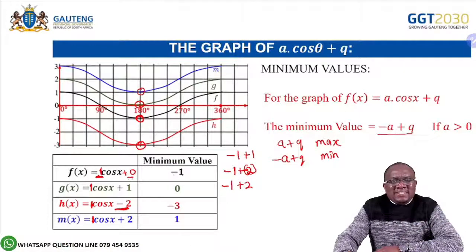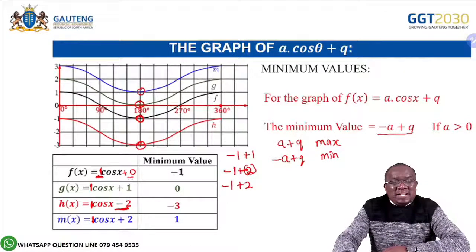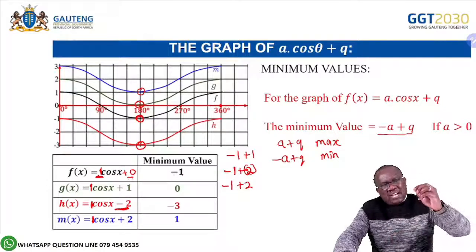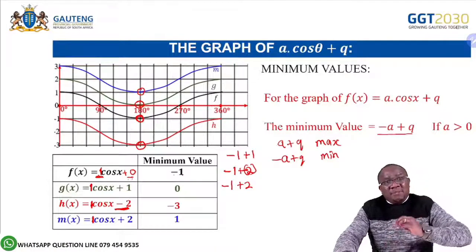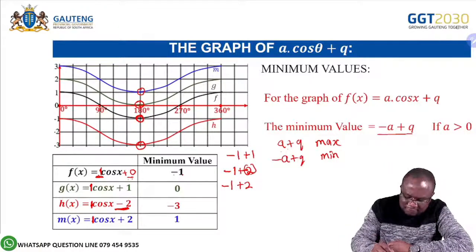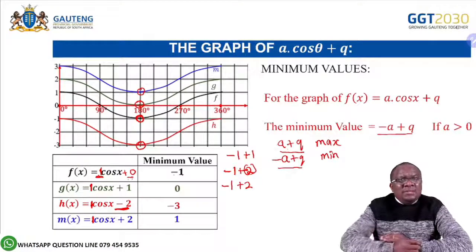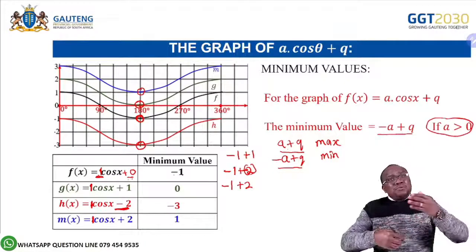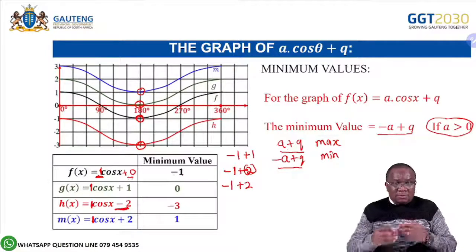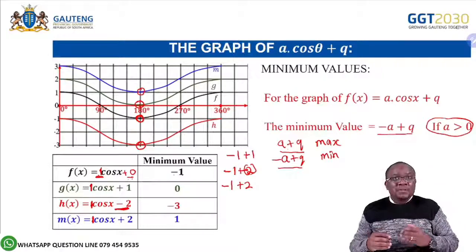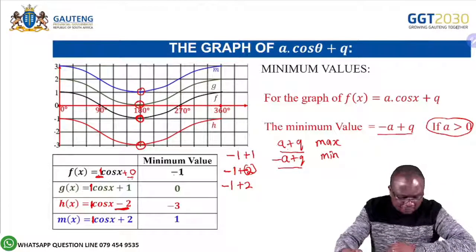Welcome back, grade 10s. Let's go to the range now. Remember the range is from the minimum value up to the maximum value, isn't it? Now we know how we can get our maximum value and our minimum value from a and q, if a is greater than 0. We're going to do reflections later. Now let's just concentrate on the effect of a and q, and then we'll look at the reflections in the other lessons.